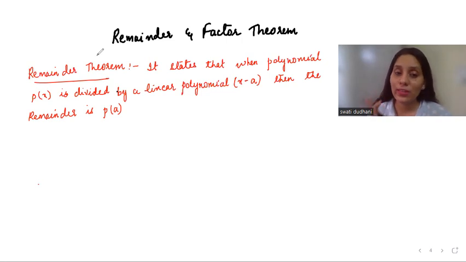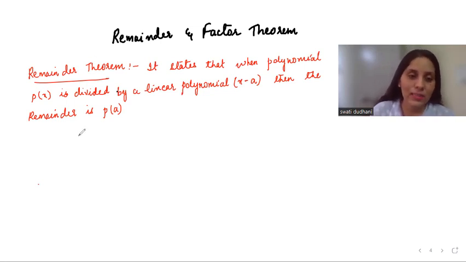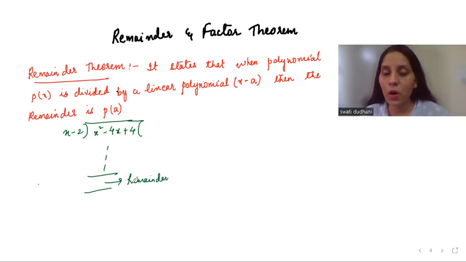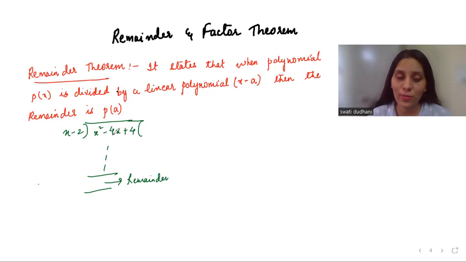So firstly, without reading the statement, first I'll explain to you what the theorem is with an example because the statement is a little confusing. Once I explain it with an example, then I will come back to the statement. Generally we know how we divide, and on dividing we get the remainder, right? Let's say I have an expression x minus 2 dividing x square minus 4x plus 4. Generally we divide and it takes a lot of time, and at the end we get a remainder. So this is a long division method which consumes a lot of time.